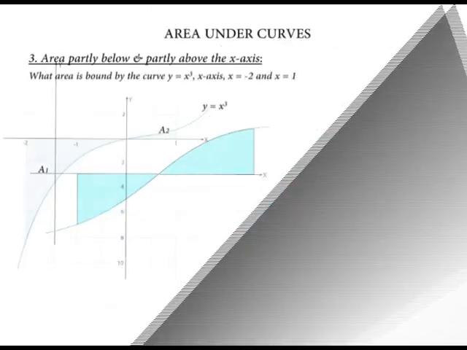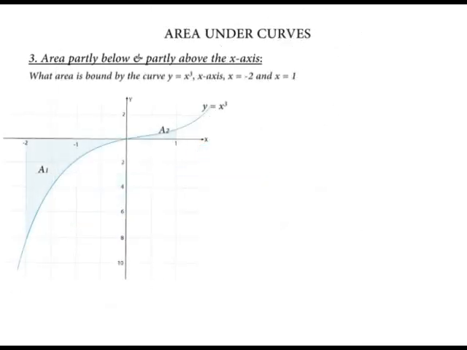For example, what is the area bound by the curve y is equal to x cubed, the x-axis, the line x is equal to -2 and x is equal to 1? Now, the portion from x is equal to -2 to x is equal to 0 is below the x-axis, and so we take an absolute value for its area. Total area will be equal to area 1 plus area 2.